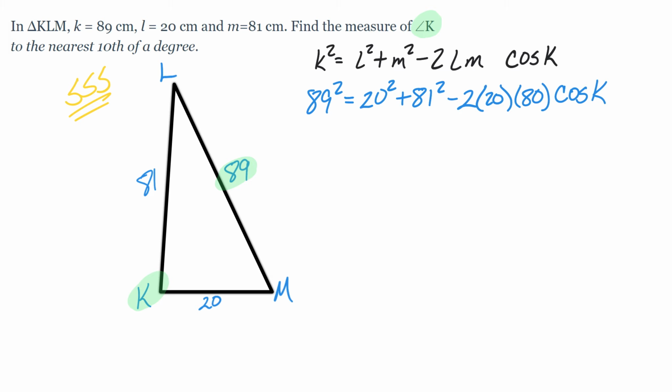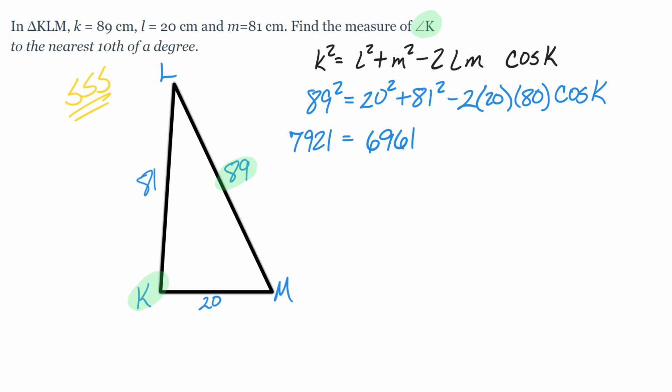So I have 89 squared, which is going to give me 7,921. And I like to put these two in together: 20 squared plus 81 squared. I'm putting those both in my calculator at one time. And this is 6,961.